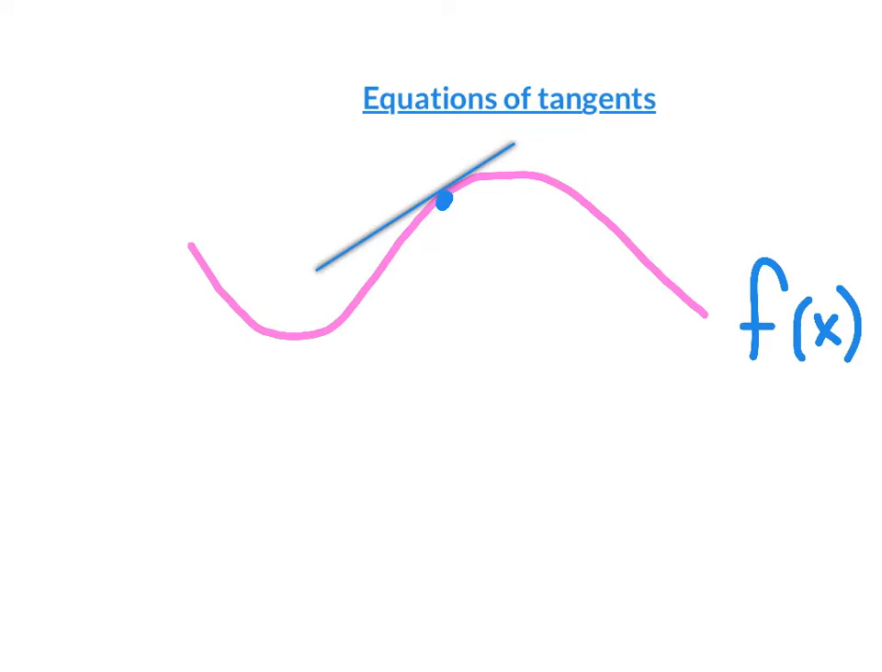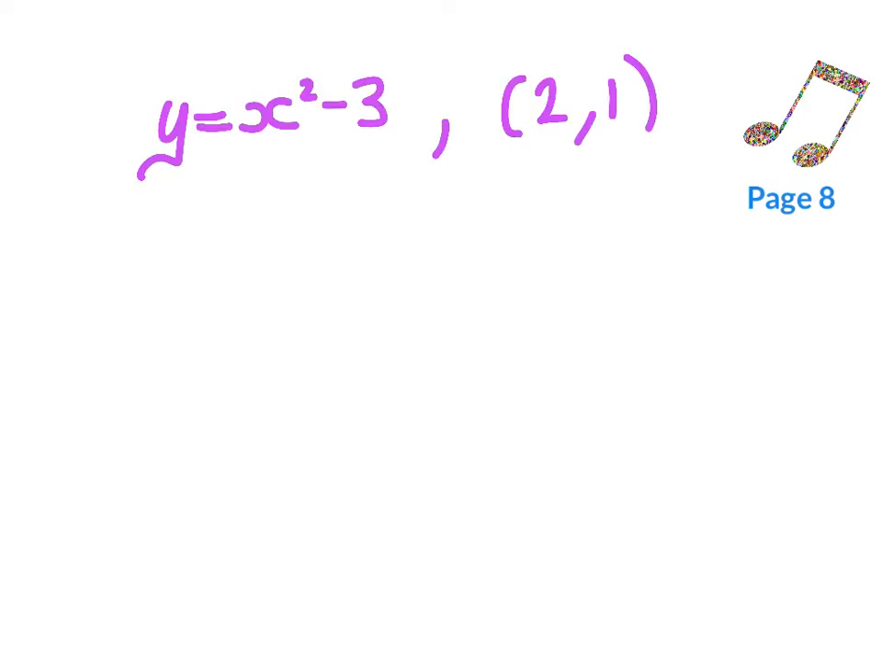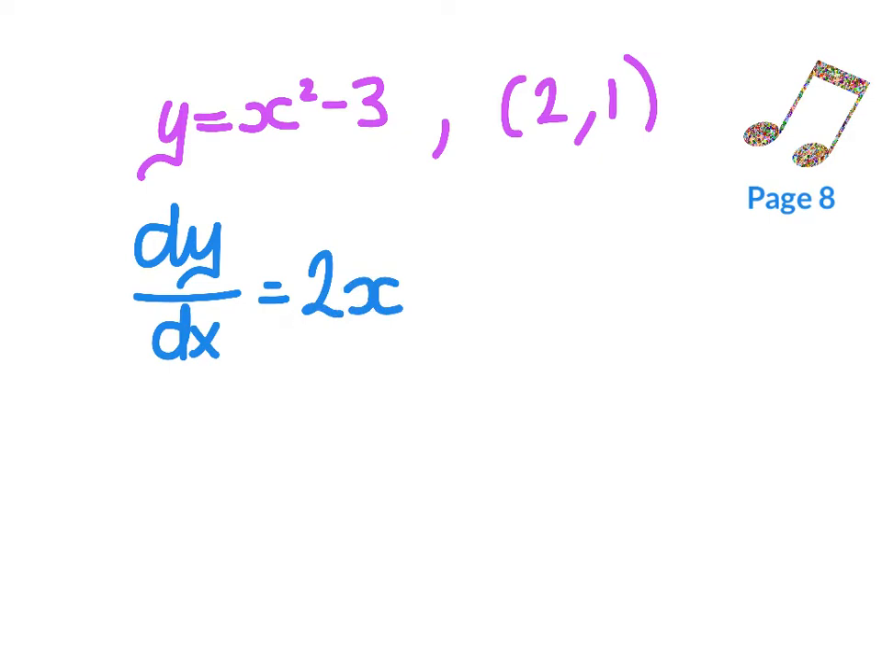Okay, we're going to go straight ahead. On page 8 we are asked to find the equation of the tangent to the curve with equation y equals x squared minus 3 at the point (2, 1). So the first thing we're going to do is differentiate this. So dy by dx is equal to 2x. To find the gradient, we're going to substitute the value of x, in this case 2, into the derivative formula. So we've got a gradient of 4.